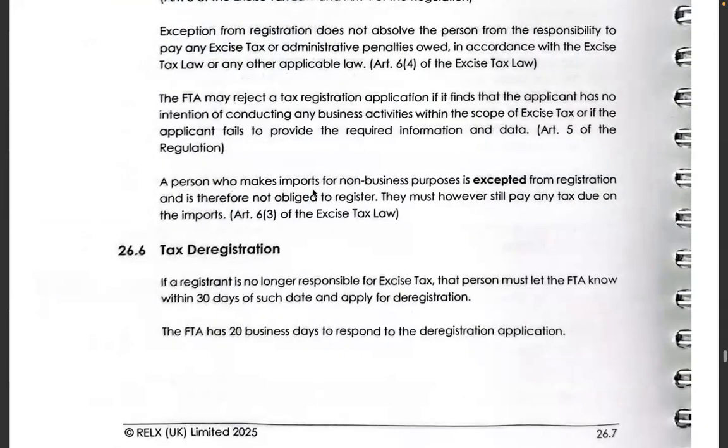A person who makes imports for non-business purposes, maybe personal consumption, is excepted from registration and is therefore not obliged to register. They must, however, still pay any tax due on the imports. That person who is importing any excise goods for non-business purposes can be excepted from registration. They must, however, still pay any tax due on the imports. So tax they will pay.